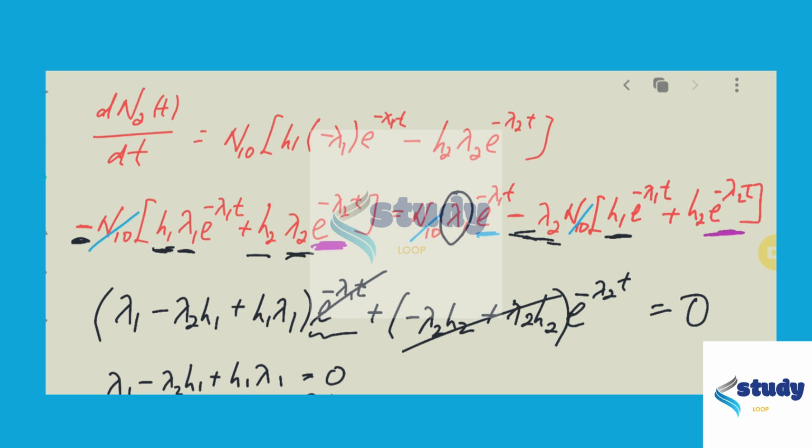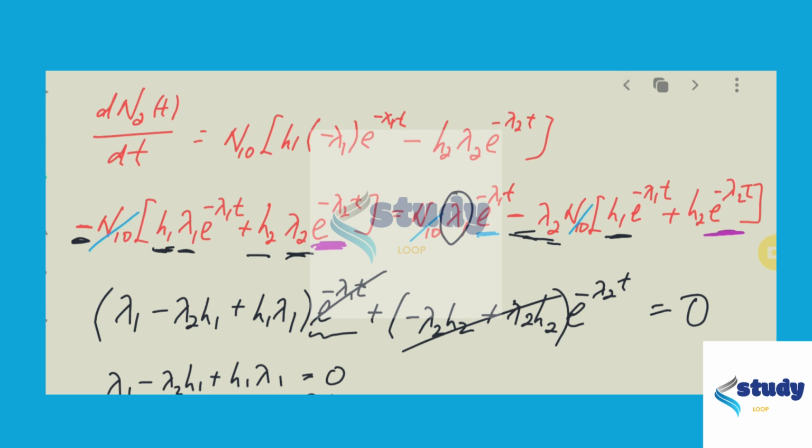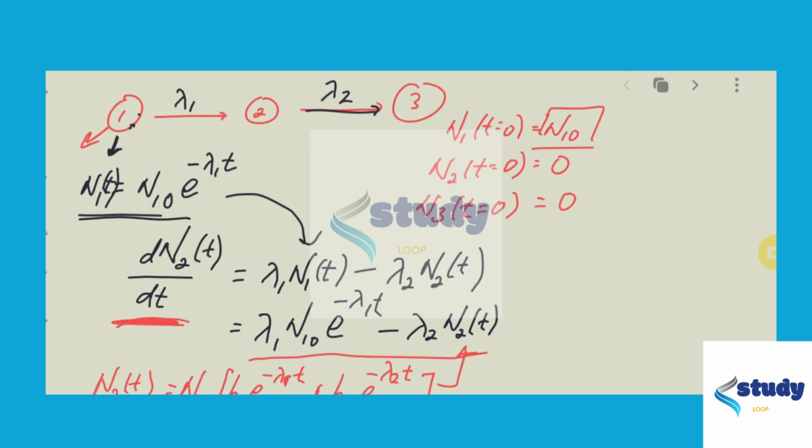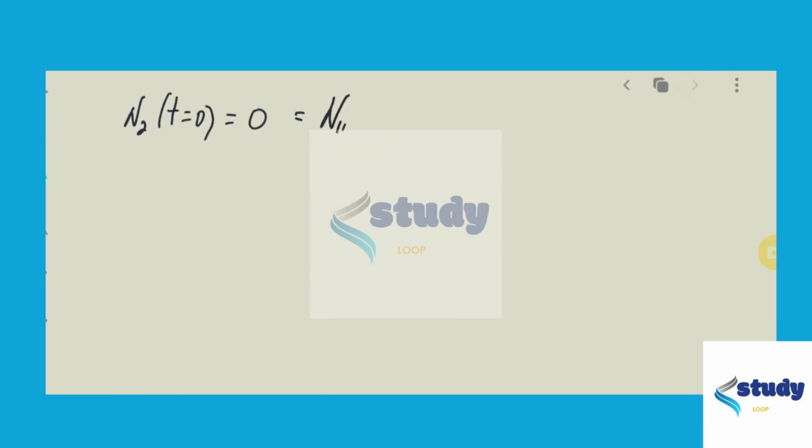Now, of course, not forgetting our initial condition, that is n2 when t equals to 0 must be 0. This implies that from our trial equation over here, when t equals to 0, the exponential term goes to 1. What we're left with is just h1 plus h2 times n1 naught. n1 naught is non-zero, so we can divide this away from the 0. And we're left with h1 is equals to negative h2.